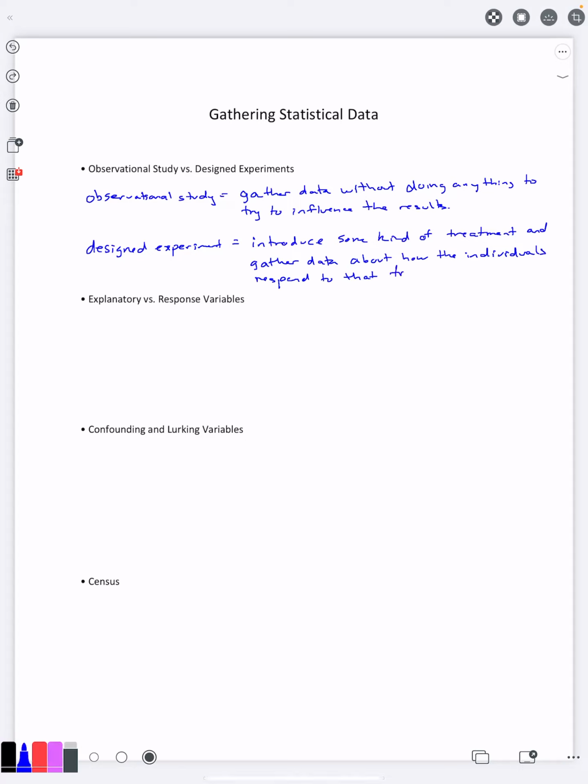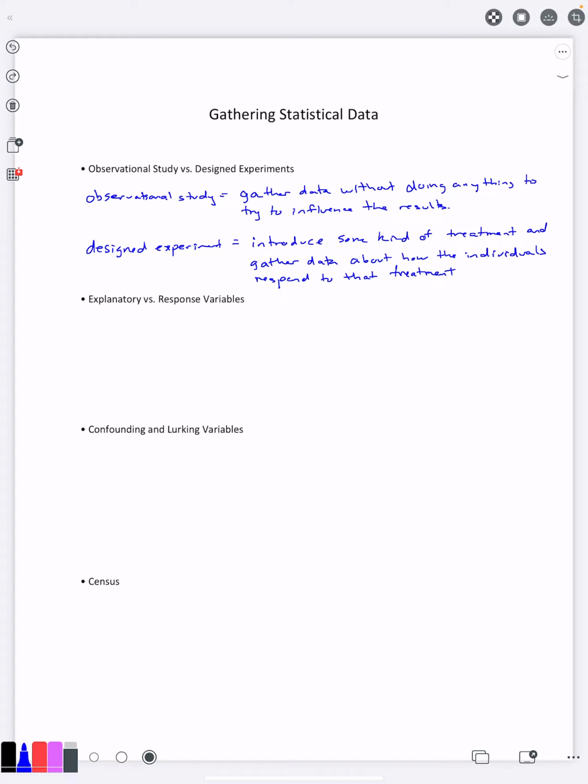So again, the key word you want to think about for the difference between an observational study and a designed experiment is that we are going to be introducing some sort of a treatment. We are going to be doing something to try to affect the outcome, and we want to see what happens as a result.